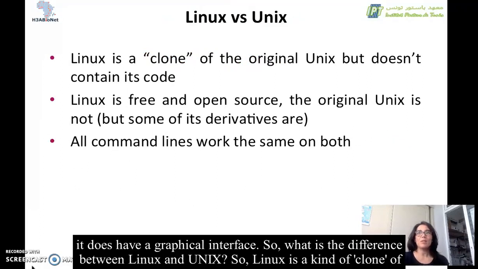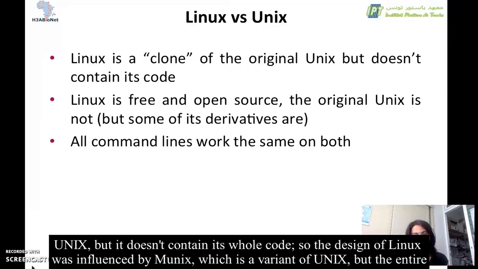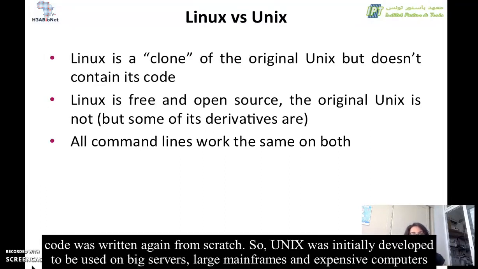So what is the difference between Linux and Unix? Linux is a kind of clone of Unix, but it doesn't contain its whole code. So the design of Linux was influenced by Minix, which is a variant of Unix, but the entire code was written again from scratch.